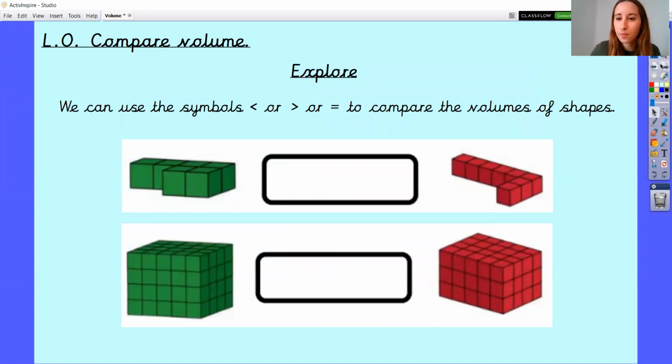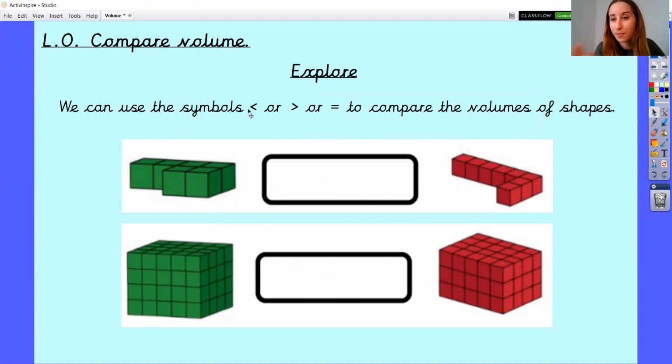Right, moving on then. So we are comparing the volume of different shapes. So I've got some shapes here, and we're now going to look at using those symbols that you've used over and over again in lots of different ways in maths. So we've got our less than, greater than, or equal to symbols.